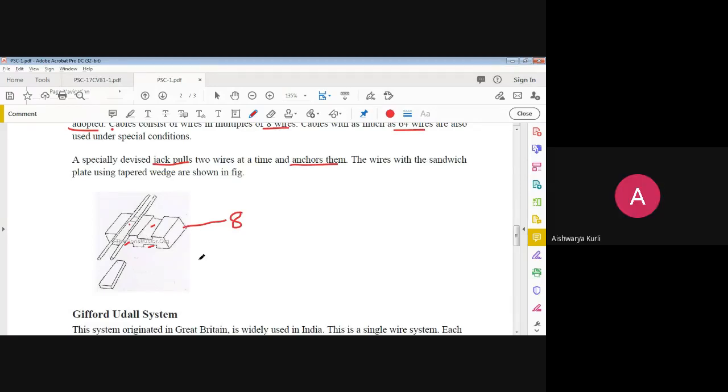Sir, 2 wires will be in that plate, sir. Yes, a single wedge will carry 2 wires. So totally there are 8 wires, sir. Yes, very good.